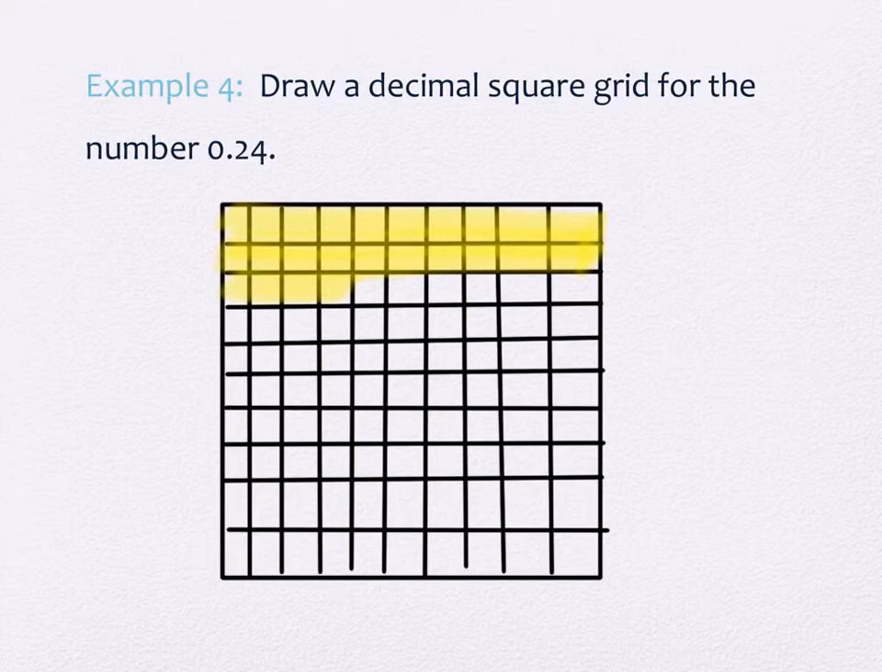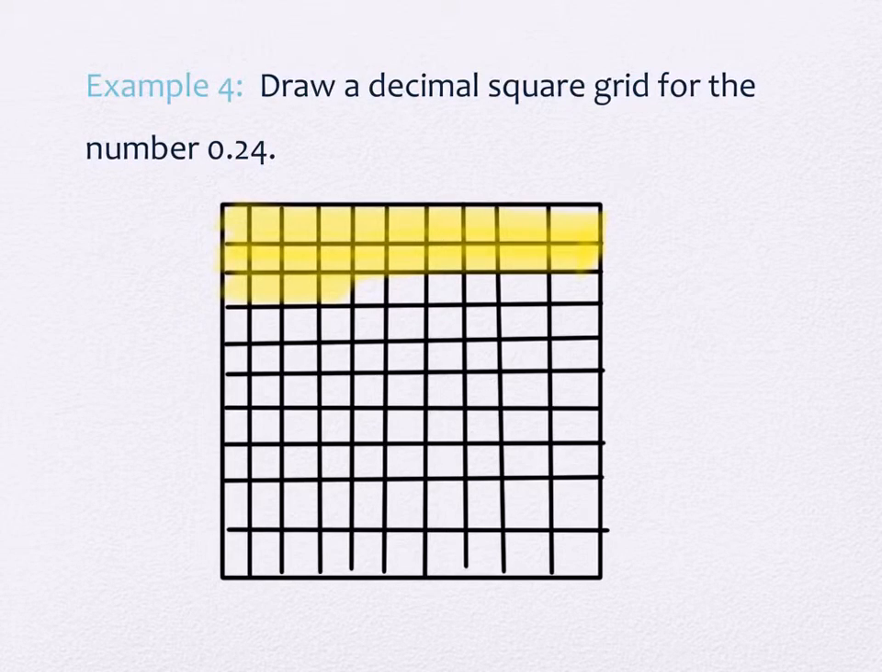So this would be a decimal square grid representation for the number 24 hundredths. Another very good imagery for the number 24 hundredths would go back to looking at things in terms of money. Money is a fantastic visual imagery, especially for kids who already have that established, who have used money in some sense before.